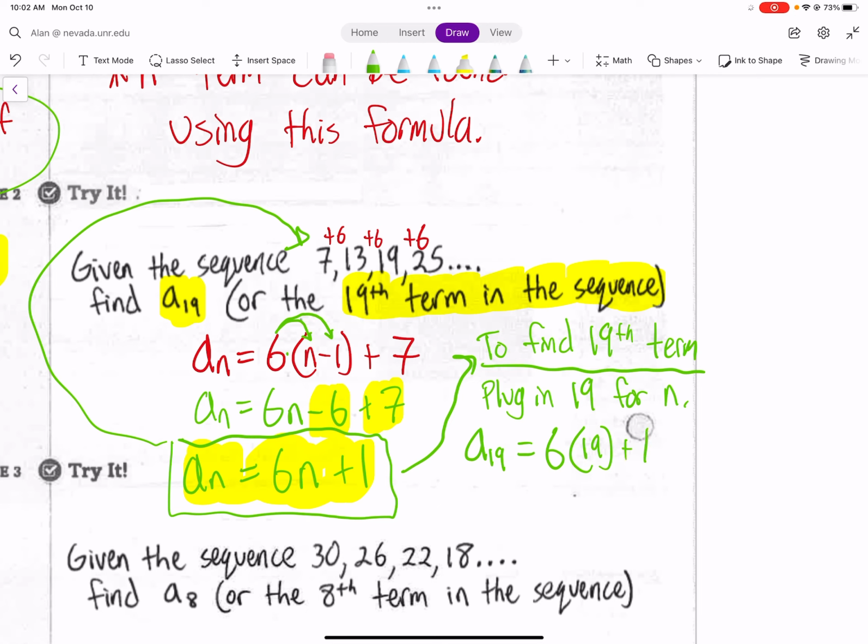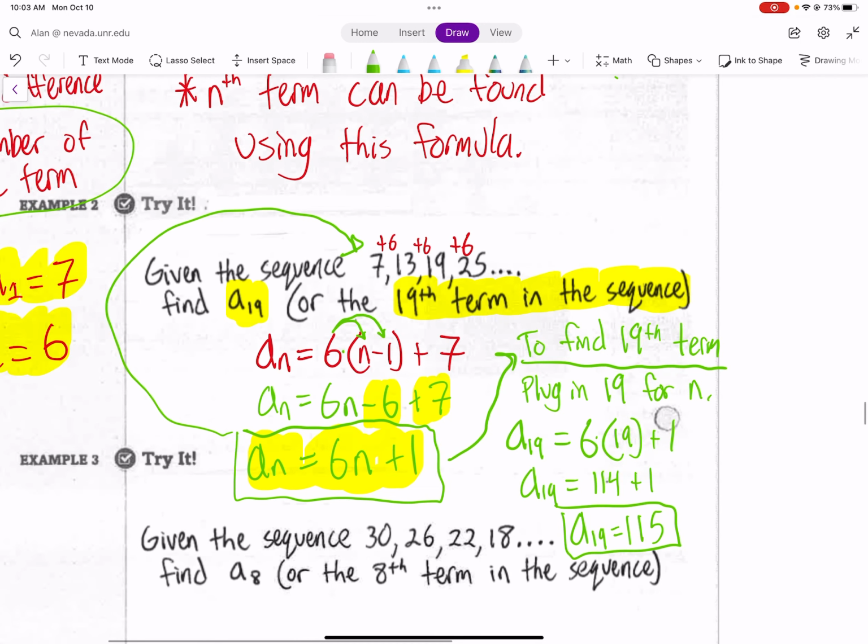And now we simplify this. So order of operations, we have 6 times 19 plus 1. We do multiplication first, so 6 times 19 is 114. And then we have a plus 1 still, so a sub 19 equals 114 plus 1, and 114 plus 1 is 115. So the 19th term, a sub 19, in this sequence is 115.